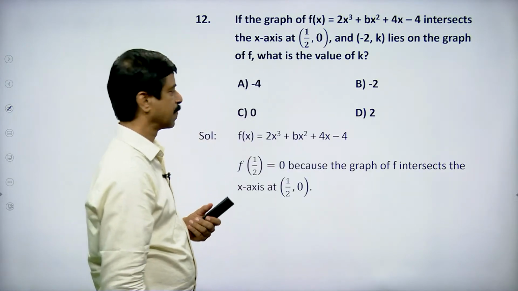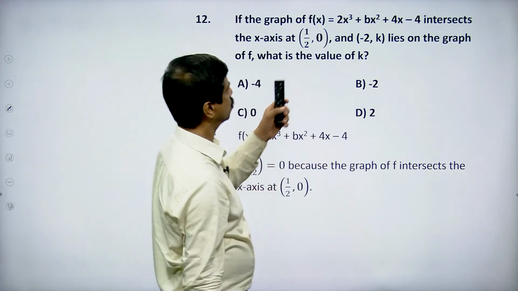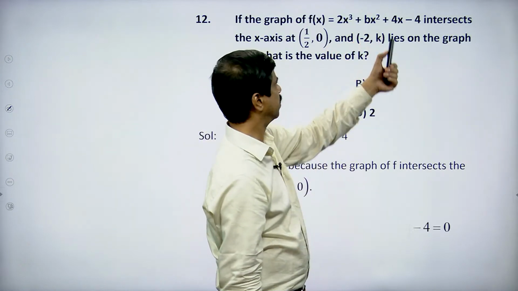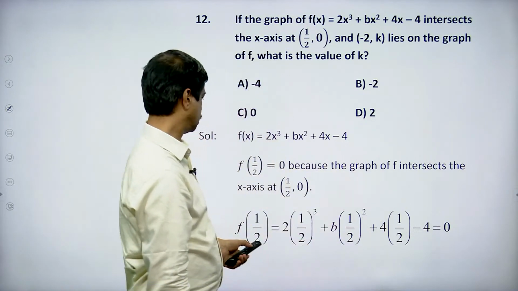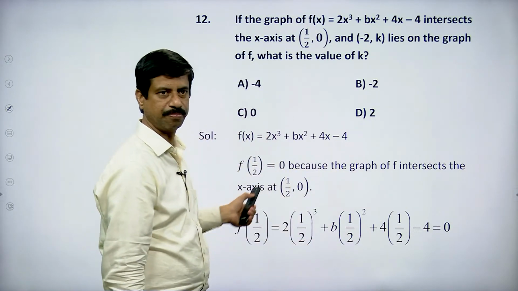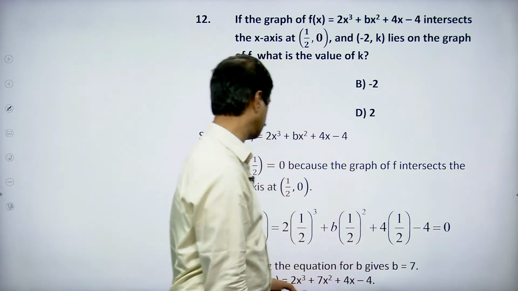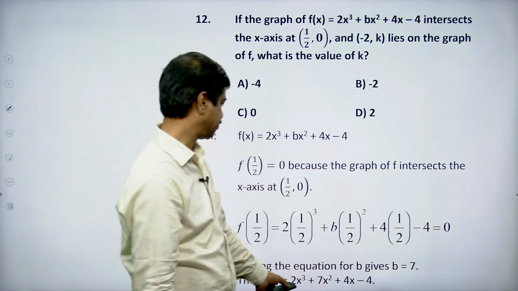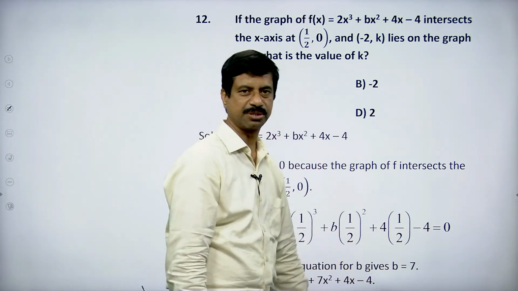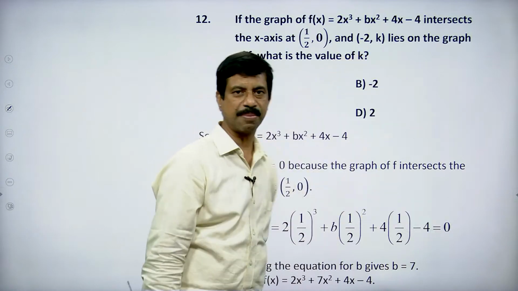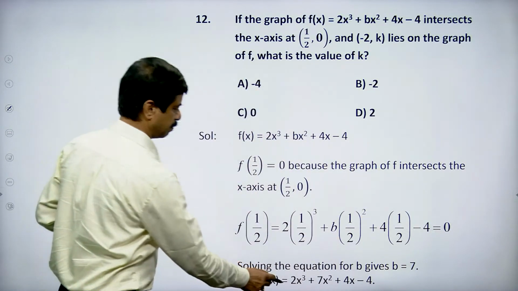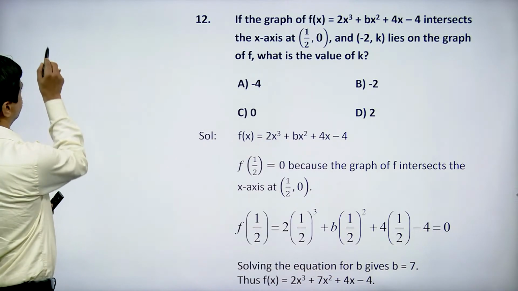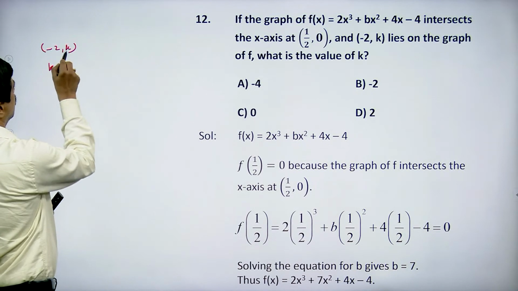Look at this. So f of half is 0. So 2 into 1 by 8 plus b into 1 by 4 plus 4 by 2 minus 4 is 0. Therefore you will get b value as 7. So f of x is 2x cube plus 7x square plus 4x minus 4. Minus 2 comma k also lies on the graph. So in place of x I will write minus 2, y is k, and you will get the value of k.